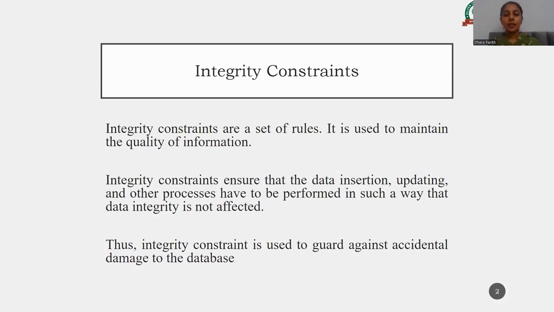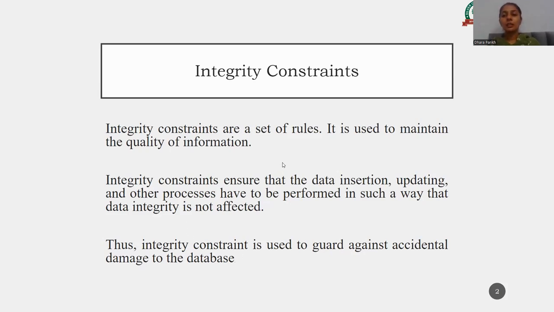Integrity constraints are a set of rules used to maintain the quality of information. Integrity constraints ensure that data insertion, updating, and other processes are performed in such a way that data integrity is not affected. Thus, integrity constraints are used to guard against accidental damage to the database.